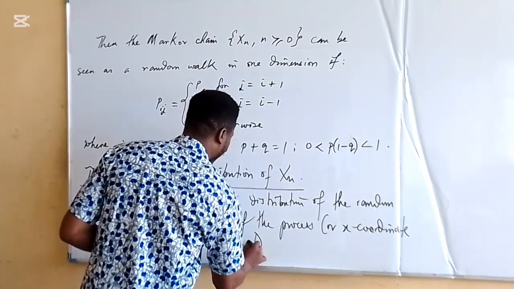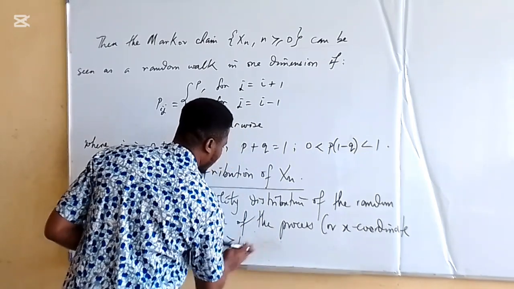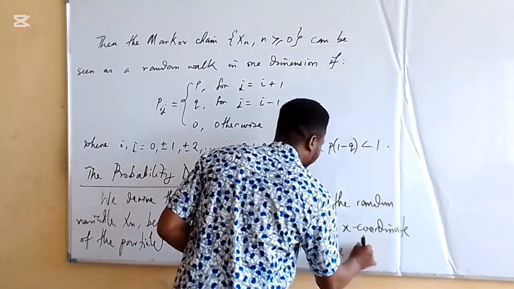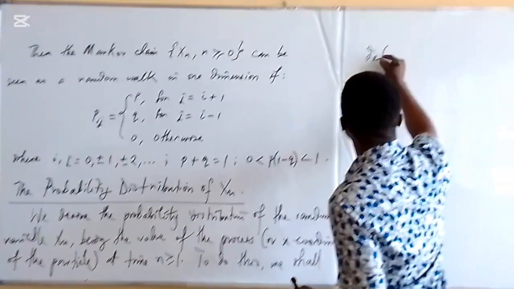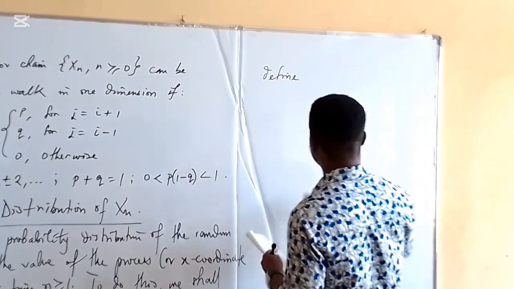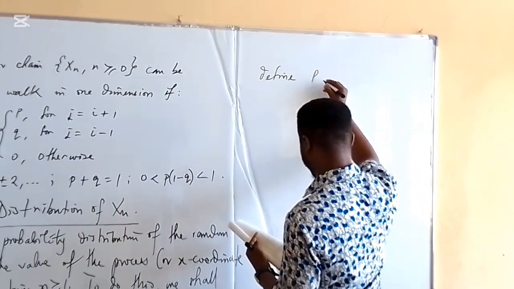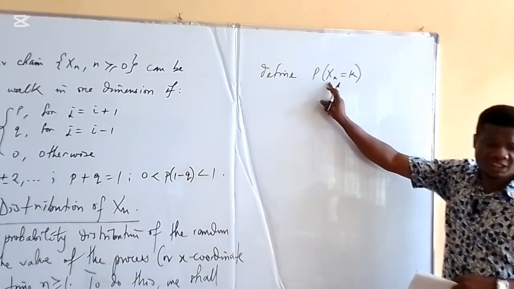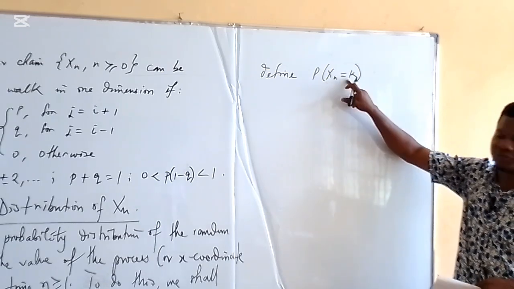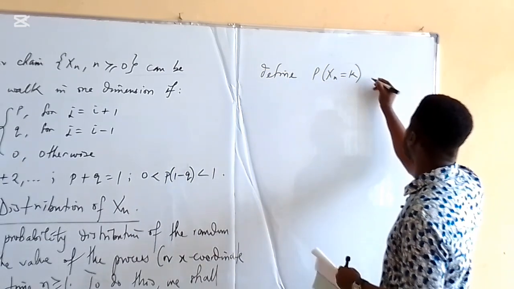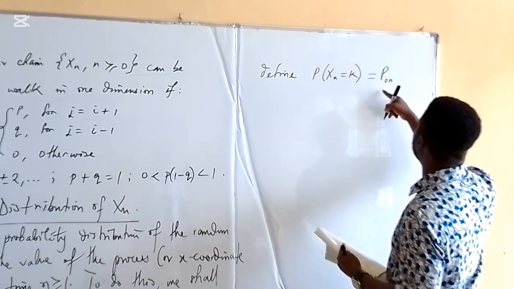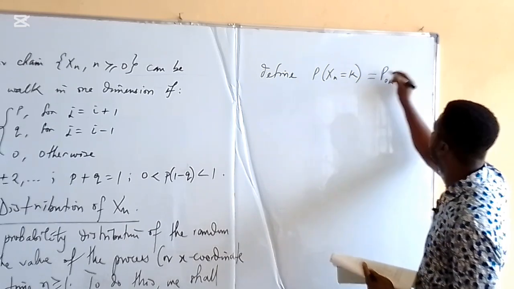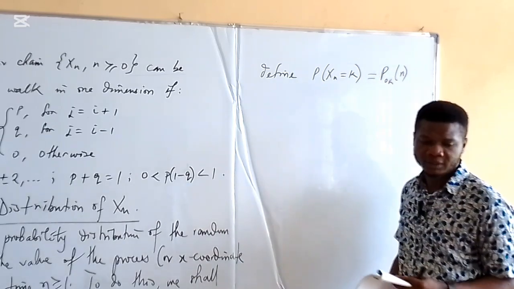Then define, please, I'll put this statement as, to do this, we shall define P(Xn = k). That is the probability that this random variable in the stochastic process assumes the value what? k. To be equal to the probability of moving from state 0 to state k in n steps, okay?